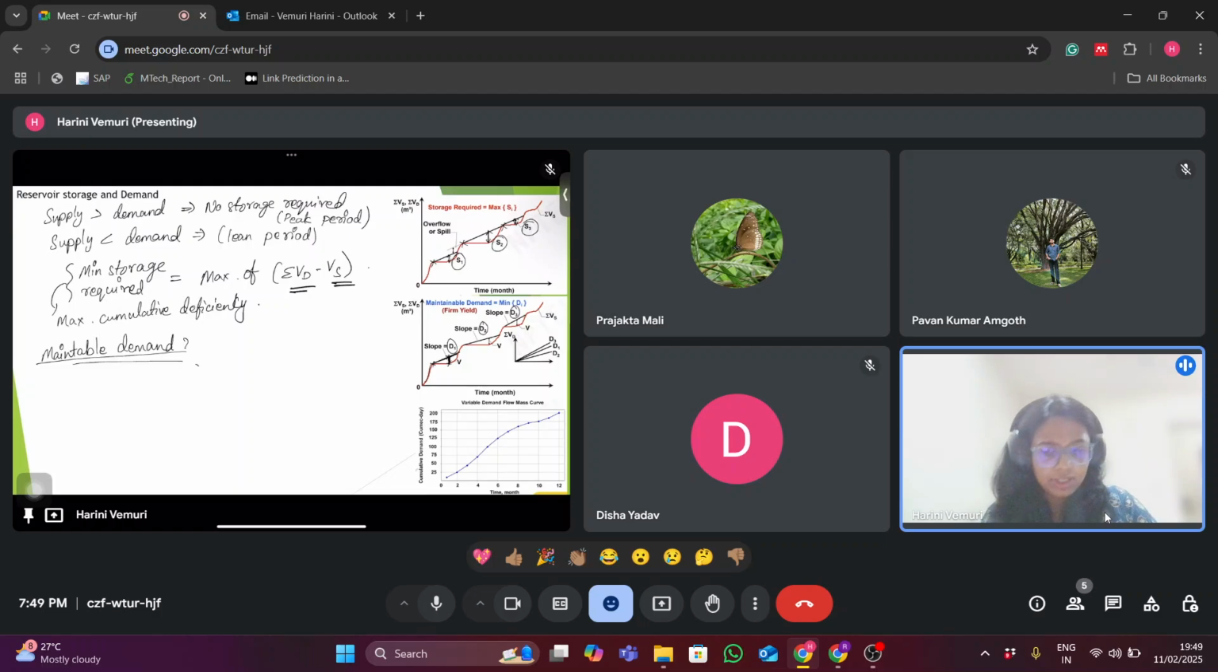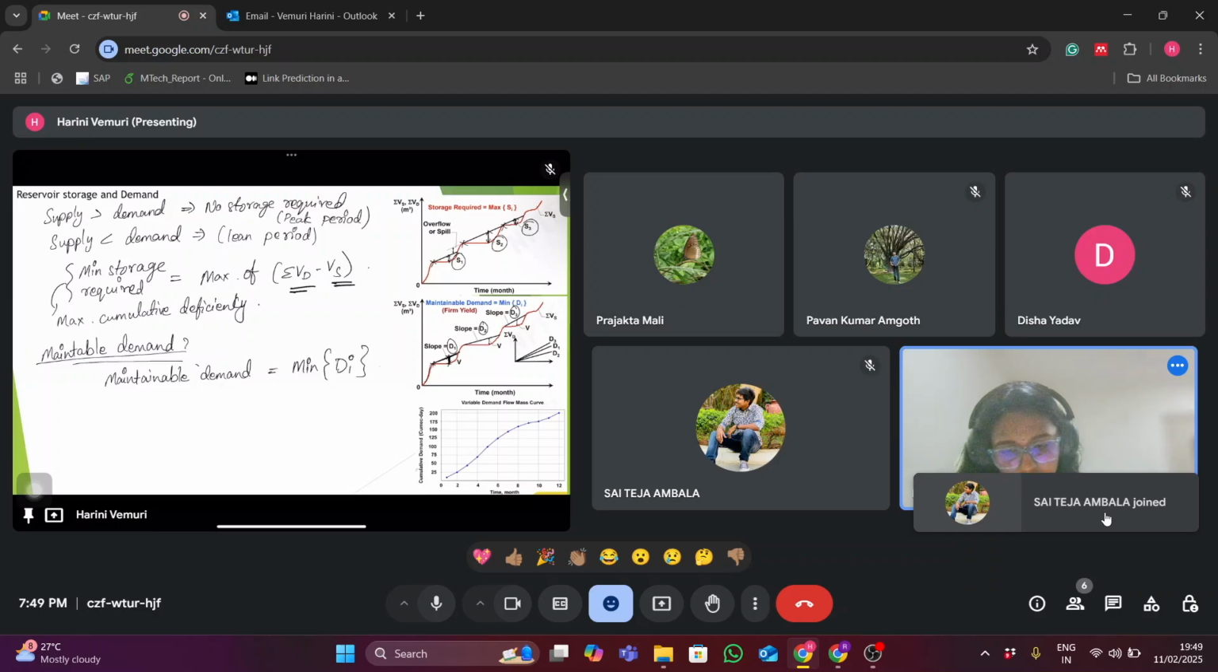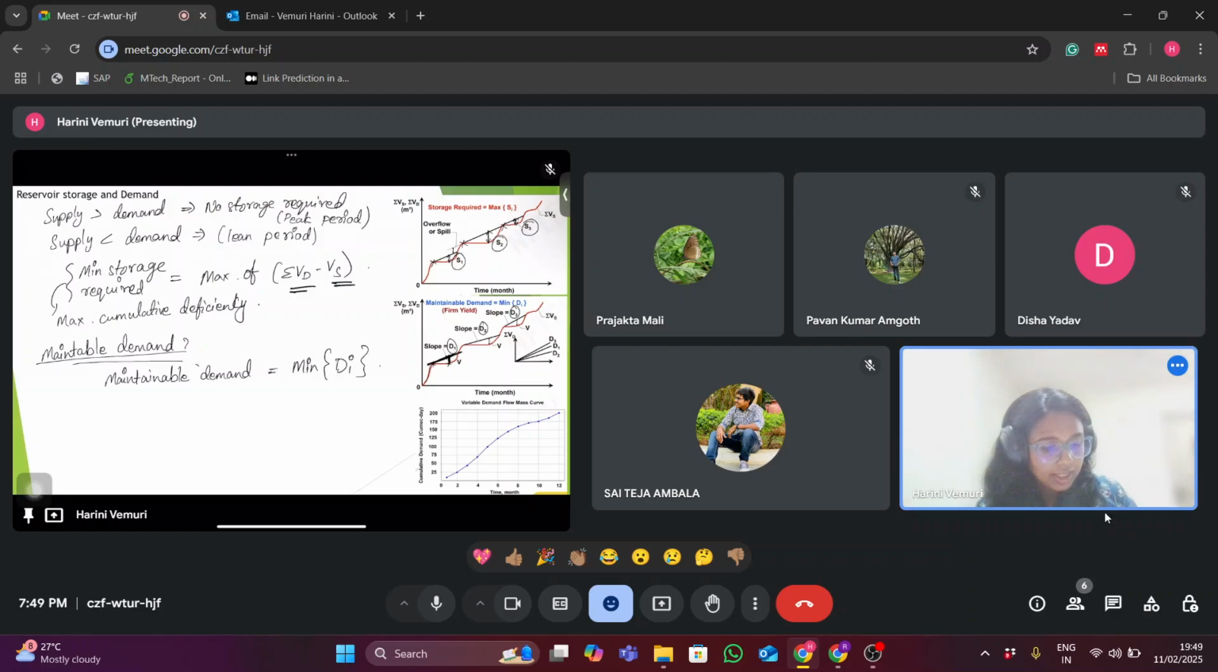In each section we will do that, and the maintainable demand will be equal to the minimum of these Ds. Okay, so Ds can be calculated by the slope of this tangent, which passes through the hump of the supply curve and also a point which will be obtained by adding this valley point plus the storage. Okay.